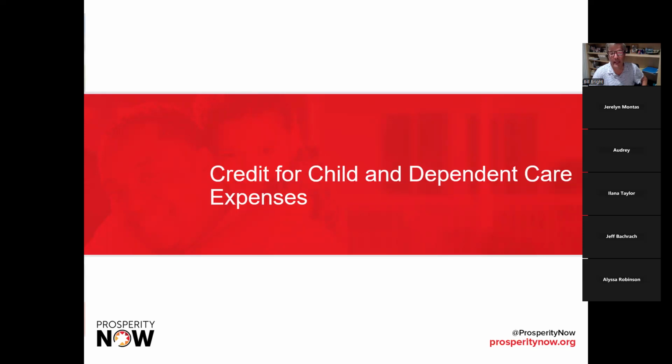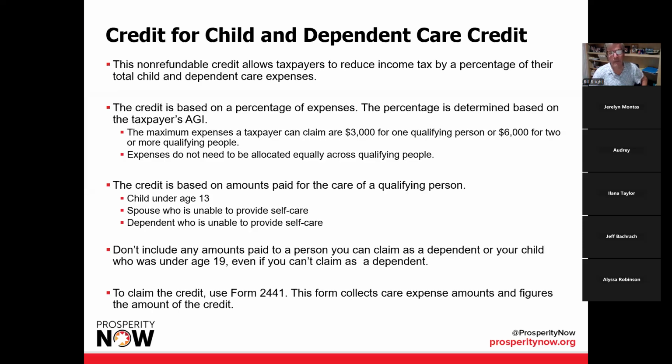Credit for child and dependent care expenses. We don't see this a lot. Again, this is a non-refundable credit that allows taxpayers to reduce income tax by a percentage of their total child and dependent care expenses. Okay, the max that they can claim is $3,000 for one child, $6,000 for two, and they don't need to be allocated the same to each child. It's just an additive amount.